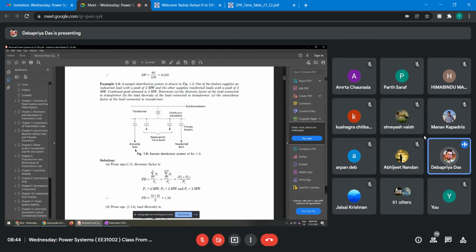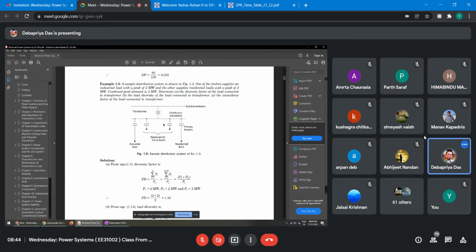So this industrial load has a peak of 2, residential also a peak of 2, but the combined peak load is 3 megawatt because the two peaks will never happen together, right? The peaks will occur at different times, right? So you have to find out the diversity factor of the load connected to the transformer. That means the industrial load and residential load. The load diversity and the coincidence factor of the load connected to the transformer, right?